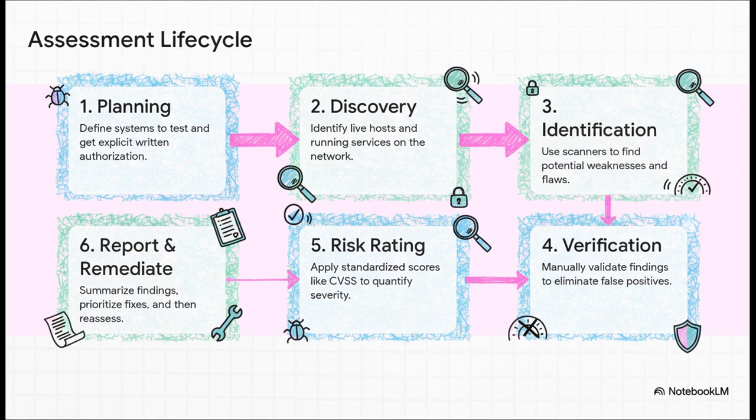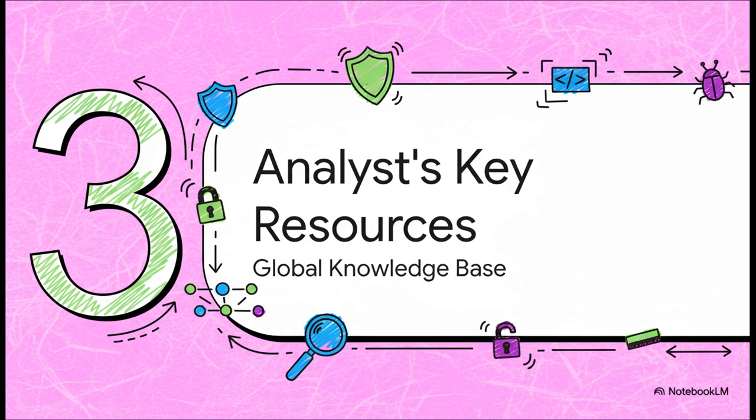But hey, automated tools can be wrong, right? So phase 4 is verification, where you manually confirm if the findings are real. Next, you rate the risk to figure out how bad it is. And finally, you get to reporting and reassessment. You write up the findings, fix the problems, and then, you guessed it, you start all over again to make sure the fixes actually worked. It's a constant cycle of getting better. And this isn't just about running some tool and hoping for the best. Analysts are leaning on a massive global body of knowledge to identify and score these vulnerabilities the right way.